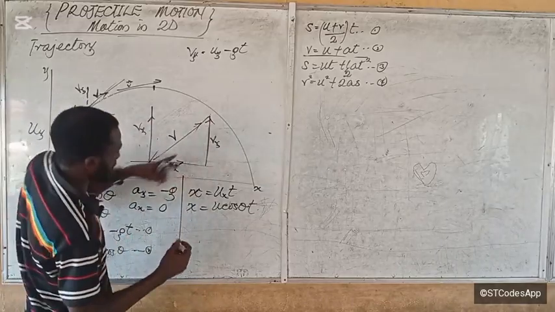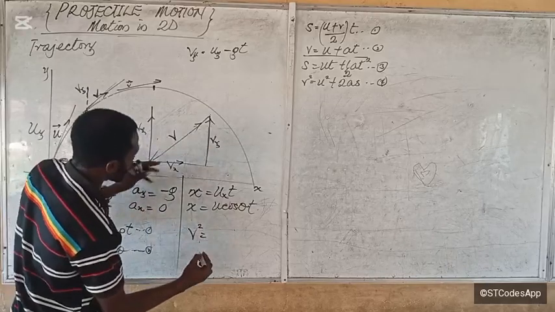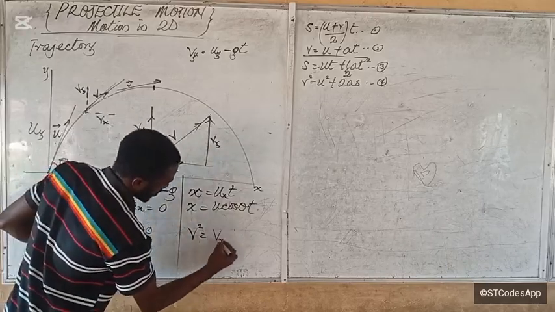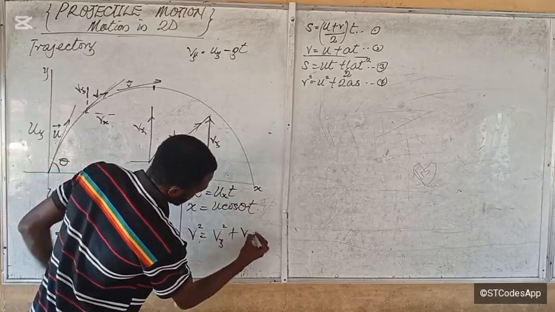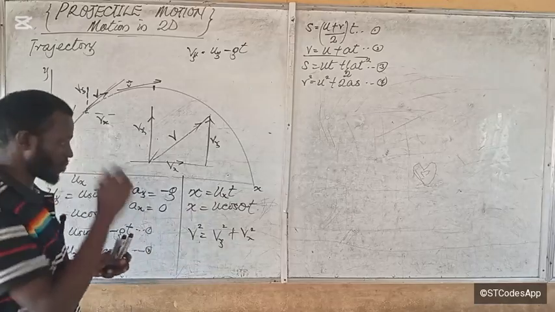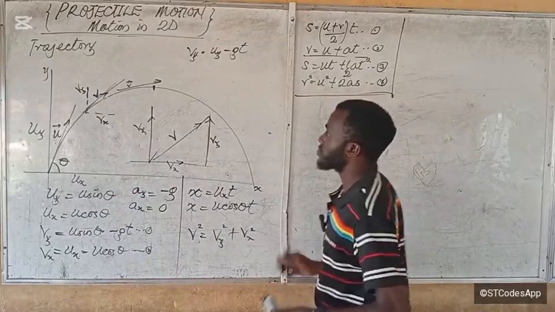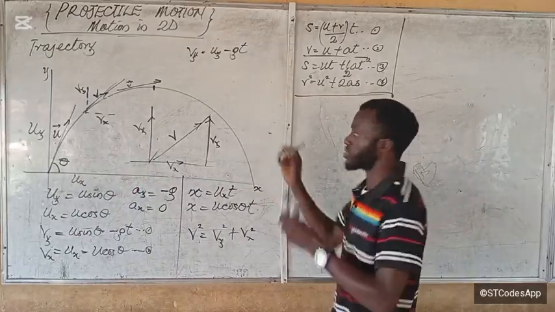So if we want to find this vector, we're going to use Pythagoras theorem. That will be hypotenuse squared is equal to opposite side squared plus what? Adjacent squared. All right, so that is another equation you have to know. Now, what are the things that we have to find when it comes to this?